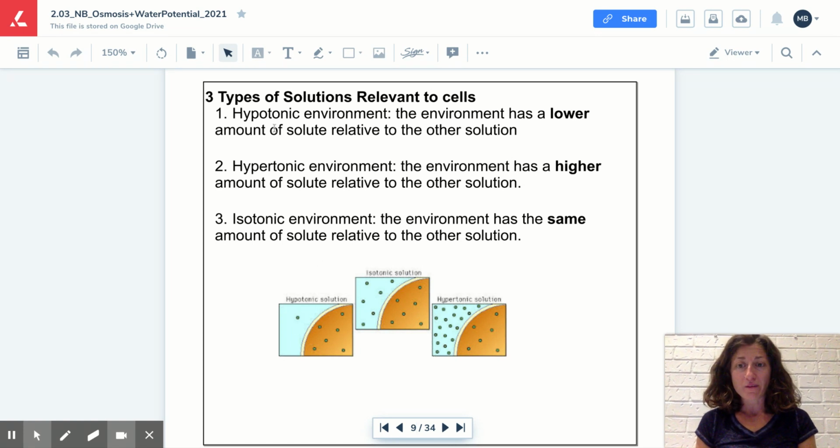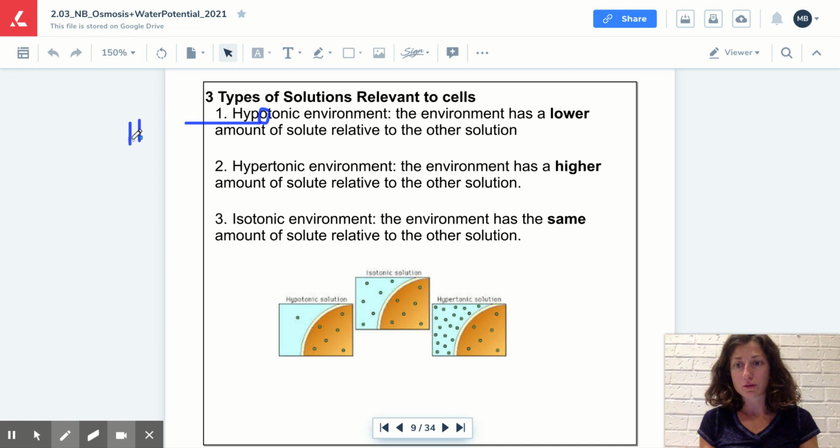Okay, so we have hypotonic and hypertonic. I usually think of hypo as meaning lacking, but I like thinking of hypo like there's an O in this, right? So H2O, hypo has more H2O, okay? So this has more H2O.